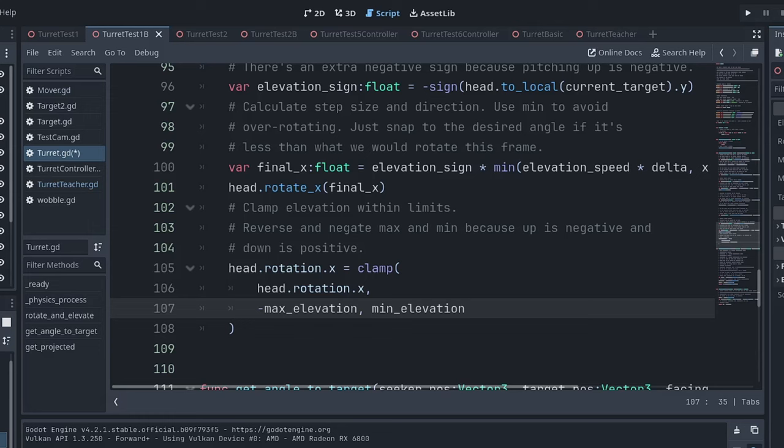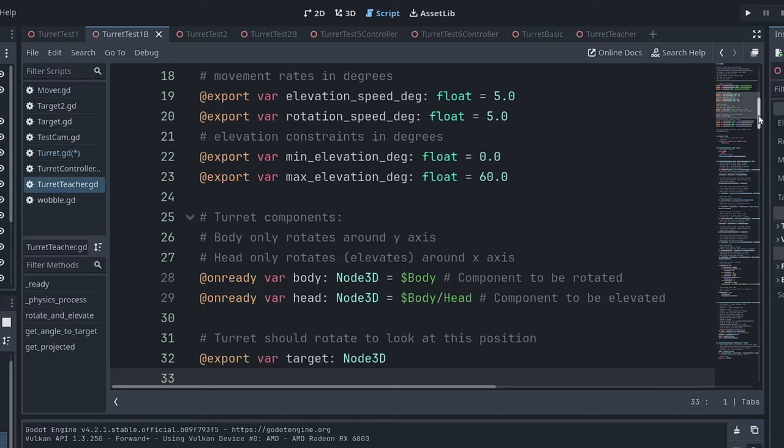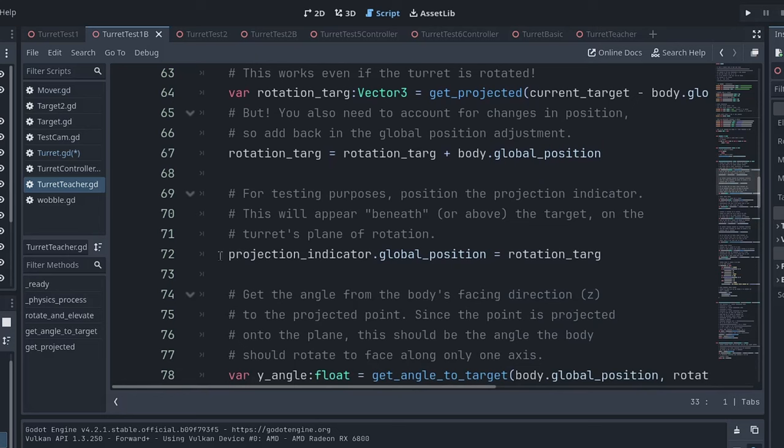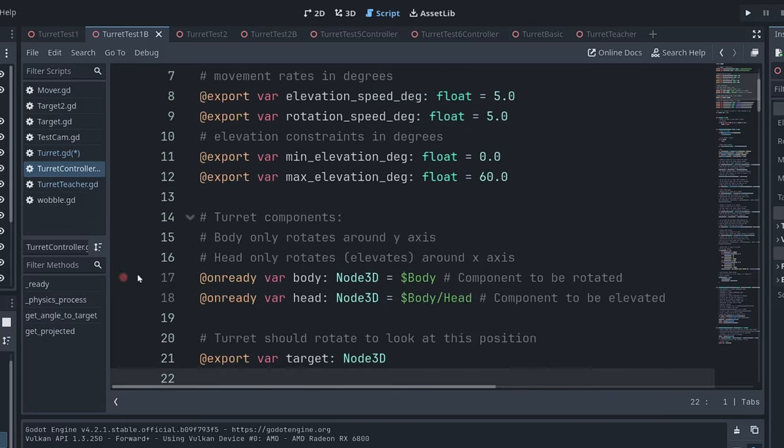So everything that I just showed you is in the turret.gd script. There's a little bit of extra code in turretteacher.gd, otherwise it's a direct copy. The little extra code is this projection_indicator.global_position setting. I am setting the position of those yellow and blue spheres so that I can just see where the projections are located. This was for testing. It's for my recording of this video and just teaching you a little bit extra.